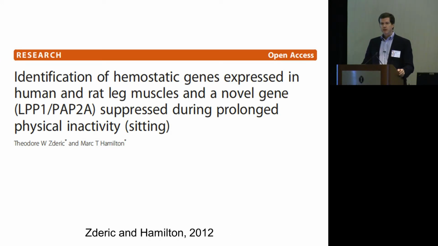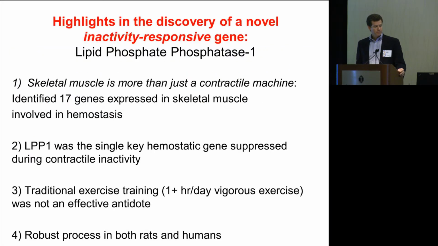So what Ted did was he used the microarray technology again, and he looked at all of the genes expressed in muscle that have a role in hemostasis. He identified 17. Of those, he wanted to find the most robust expression in both humans and animals in the leg muscles, and how it might be affected by physical inactivity. He identified one gene that met those criteria, lipid phosphate phosphatase, LPP1.